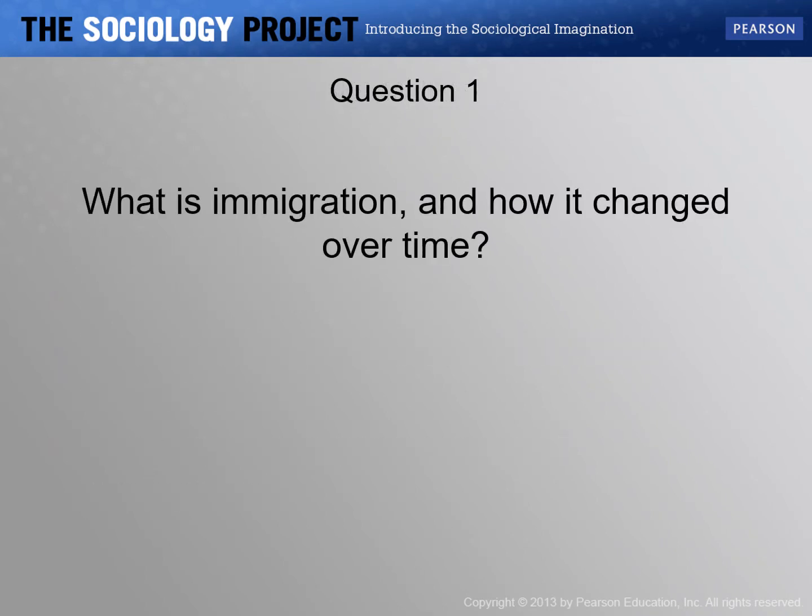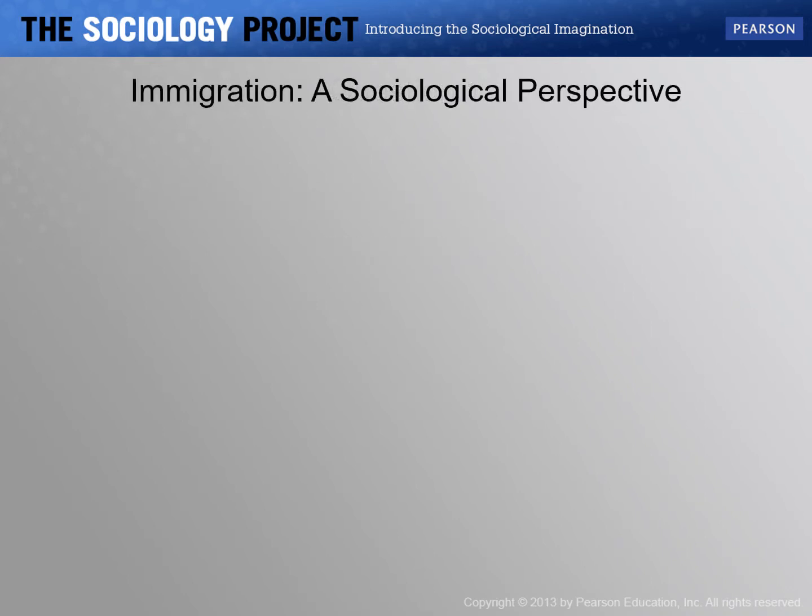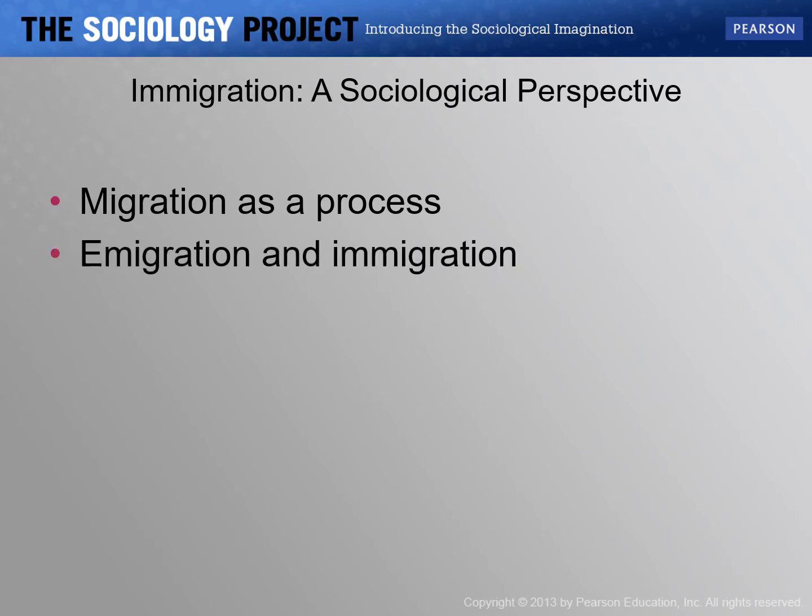Question one: what is immigration and how did it change over time? From a sociological perspective, immigration is a process. It's an ongoing process. It's been going on since human populations in small areas has grown. There's emigration and immigration. That is people moving to a place and entering a country, or people leaving a place, which is emigration.